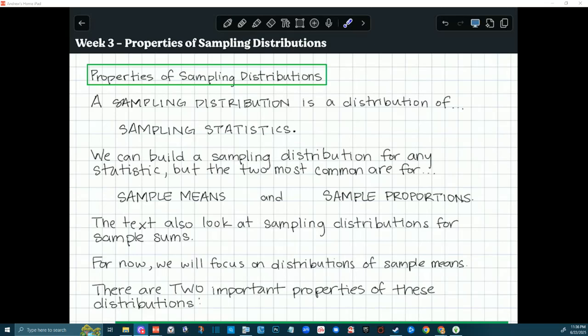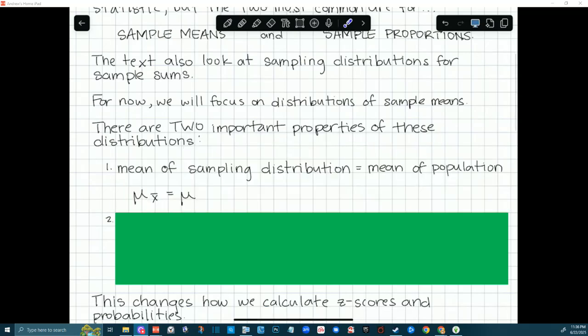So a sampling distribution is constructed by collecting samples of size n from a population, specifically all of the possible samples of that size from a population, calculating those sample means, and then plotting them on a graph. There are two important properties of these sampling distributions. The first is that we expect the mean of a sampling distribution should be equal to the mean of the raw data from that population.